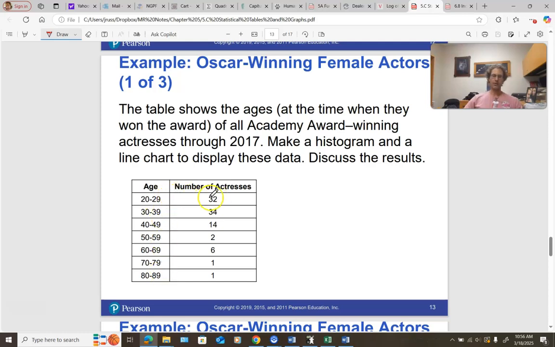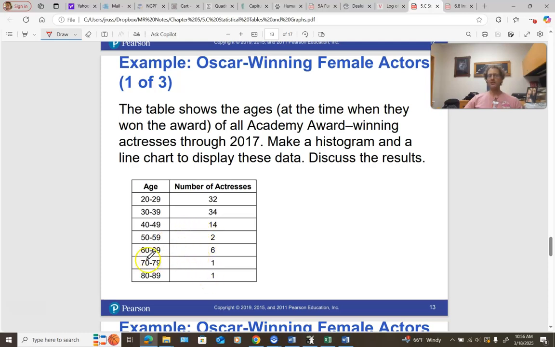And so the frequencies are over here to the right. So you can see that when these actresses are in their 20s and 30s, that's when they're most likely to win their first Oscar. And then there's not as many, but still a significant number of female Oscar-winning actors that win their first Academy Award when they're in their 40s. And then on and on, okay?